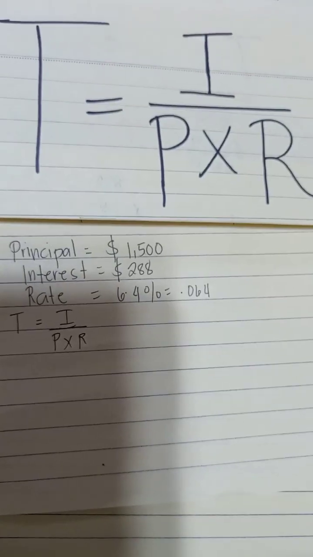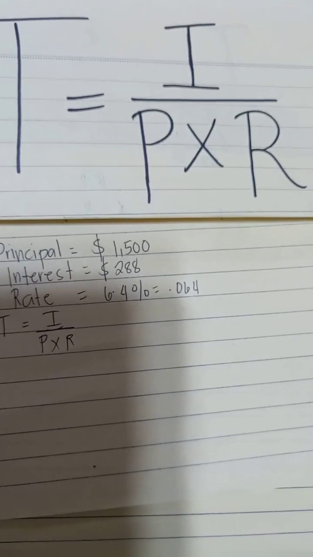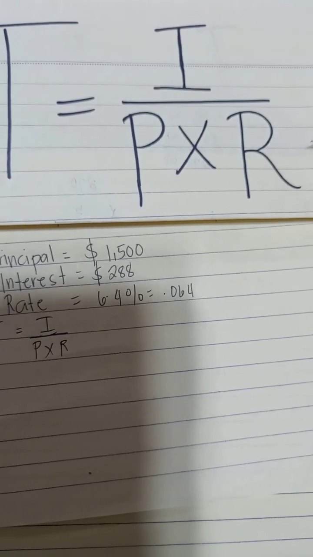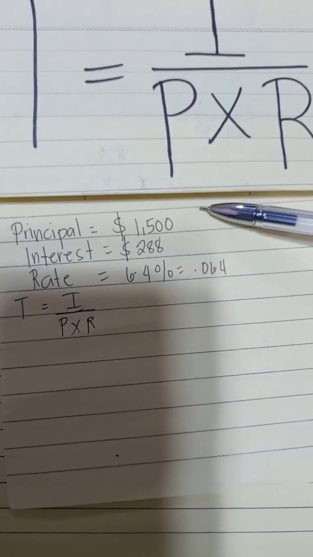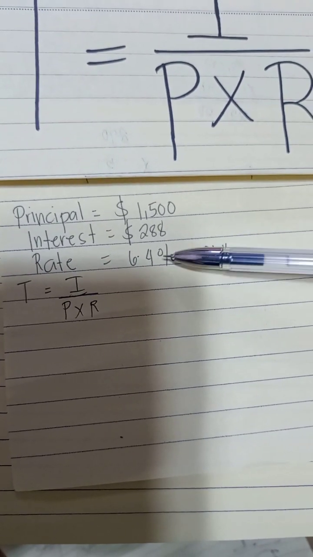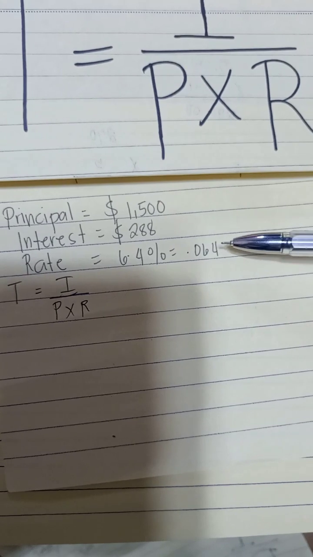Last, how to solve time in simple interest if someone borrowed $1,500 and paid $288 in interest. The simple interest rate was 6.4%. So how many years was the loan for? To solve the time in simple interest, we can use this formula, which is interest divided by the principal times the rate. The principal is $1,500 and the interest is $288 and the rate is 6.4%, or we can express it in decimal, which is 0.064.